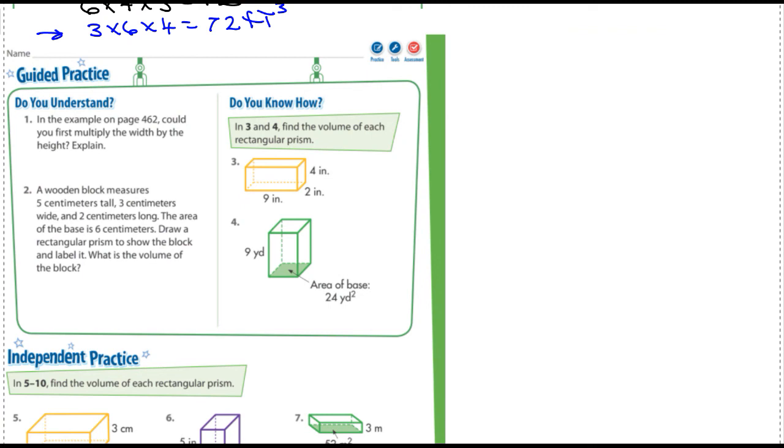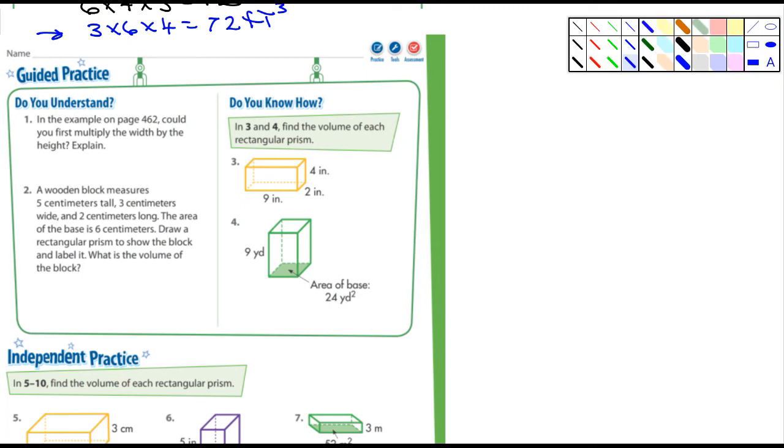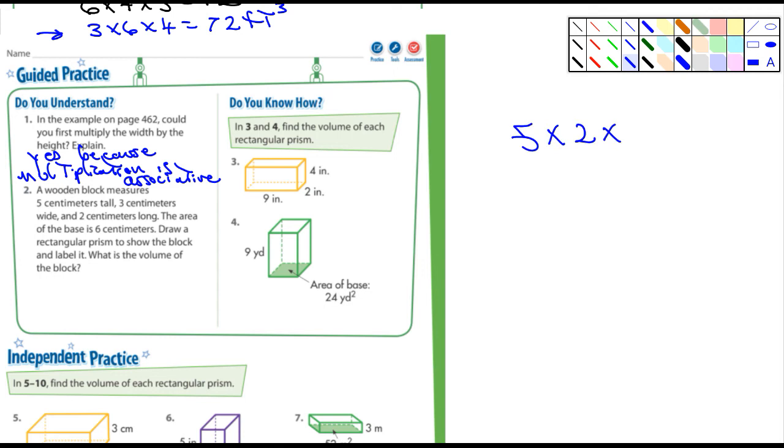Let's see here. In the example on page 462, could you first multiply the width by the height? Well, I've already explained that to you guys, and the answer is yes. Because multiplication is associative. And by that I mean 5 times 2 times 1 is 10. And so if I change the order, 2 times 5 times 1 is also 10. So the order in multiplication does not matter. It's the associative property.